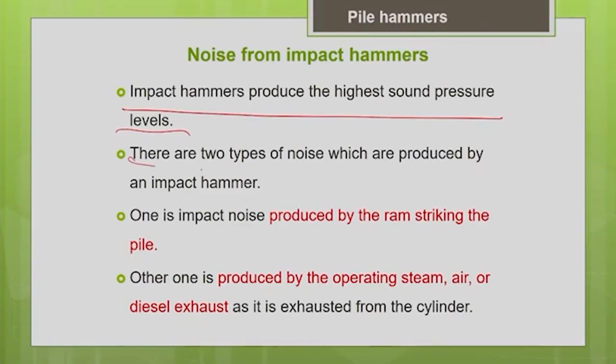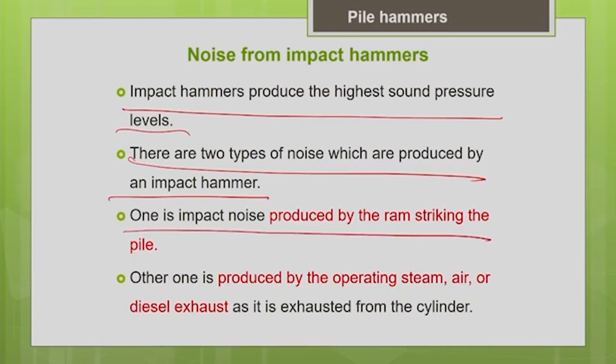One is because of the hammer ramming against your pile head, that results in one type of noise. The other type of noise is due to running of your air compressor or steam boiler. All these things also result in production of noise. So there are basically two types of noise which are produced by impact hammer. One is the impact noise produced by the ram striking the pile, and the other one is produced by the operating steam, air or the diesel exhaust as it is exhausted from the cylinder.